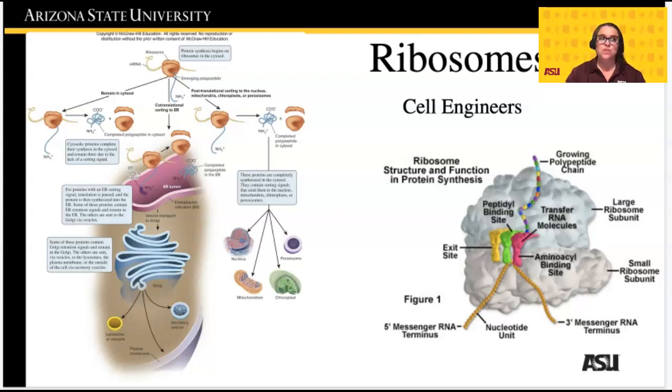So that small pellet that forms at the bottom of a tube when it's spun very fast, that weight is 80S instead of, when you combine the 60 and 40, 100S. Ribosomes are not bound by a membrane and are much smaller than organelles. They are found in both prokaryotic and eukaryotic organisms.